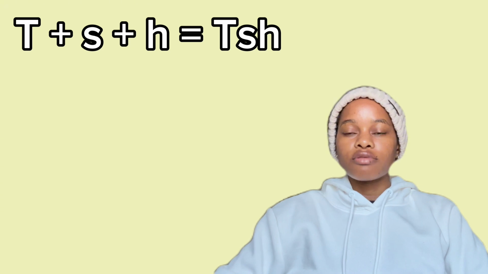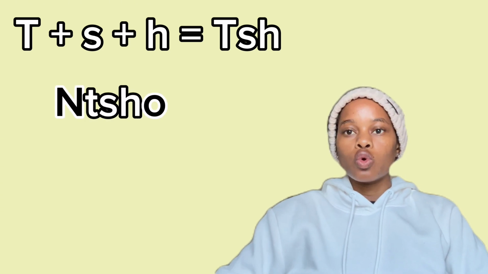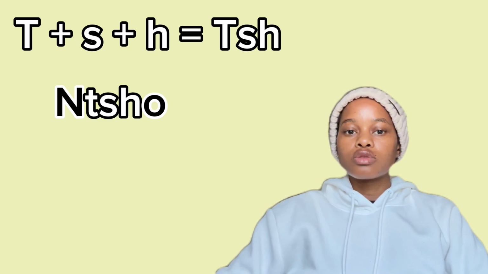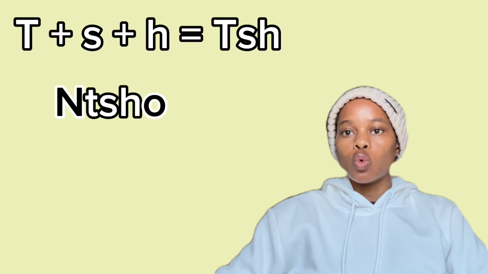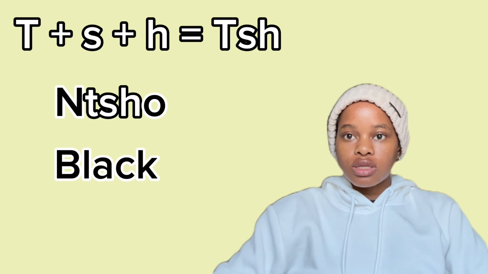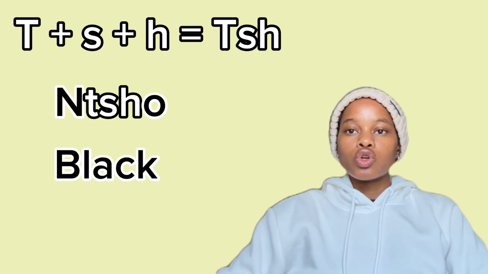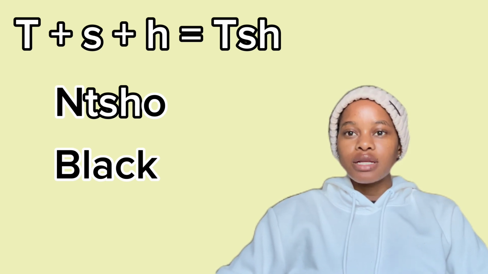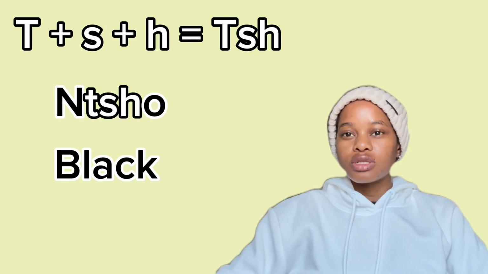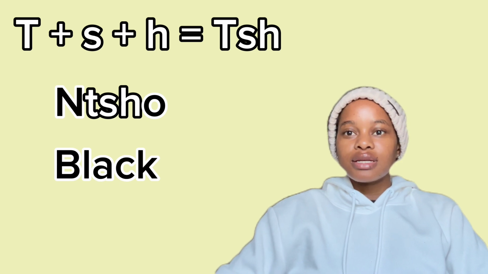For example, we have the word tsho, which means black in Sepedi. Tsho, black. So you can hear tss. In tsho, you can hear the sound ts, but we add a little bit of H. So breathe a little bit after saying ts. So let's go to our next combination of letters.